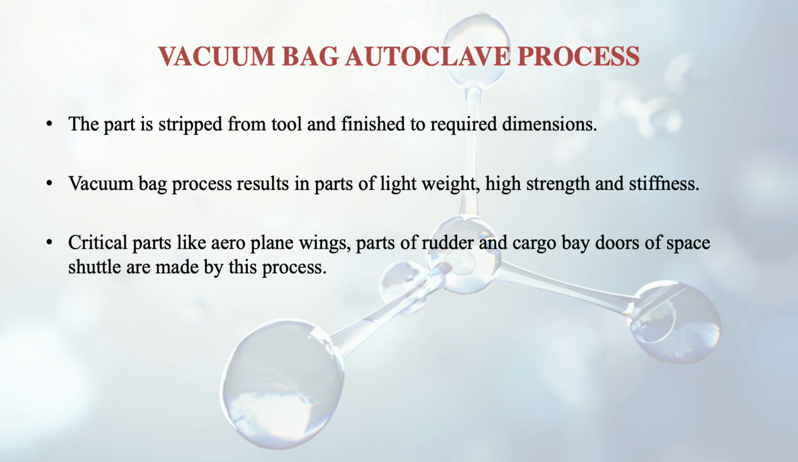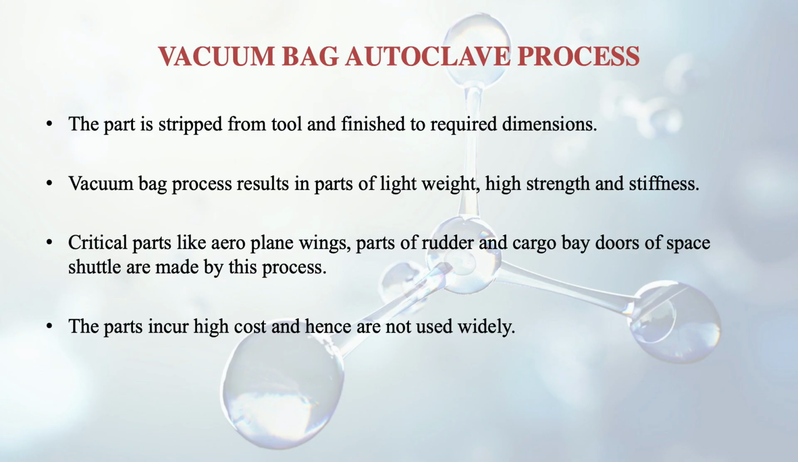Critical parts like the aeroplane wings, parts of rudder and cargo bay doors of space shuttle are made by this process. So you can see how important this process is. We are making certain things which have to endure very high temperature and stress. So, we see that this process, vacuum bag autoclave process, is used for aeroplane wings and all. So obviously it is quite costly and hence cannot be used widely.